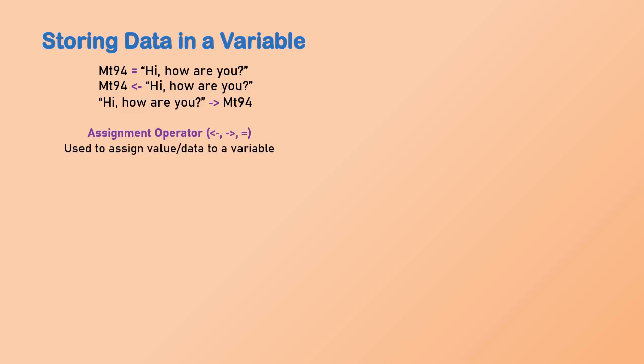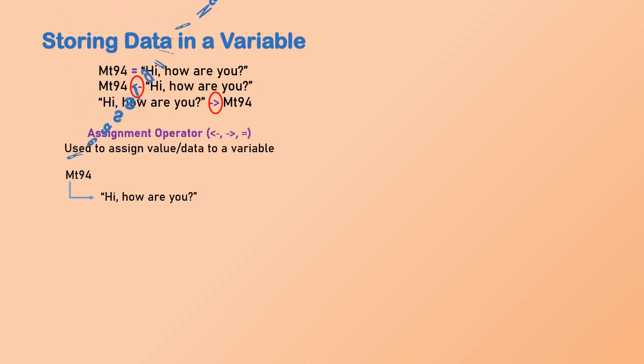The arrow-shaped figure formed by a less than sign with a dash is used as an assignment operator. Remember, the arrow should always point to the variable. Additionally, the equal to sign can also be used as an assignment operator. If you type empty94, then you will receive the answer "hi, how are you".